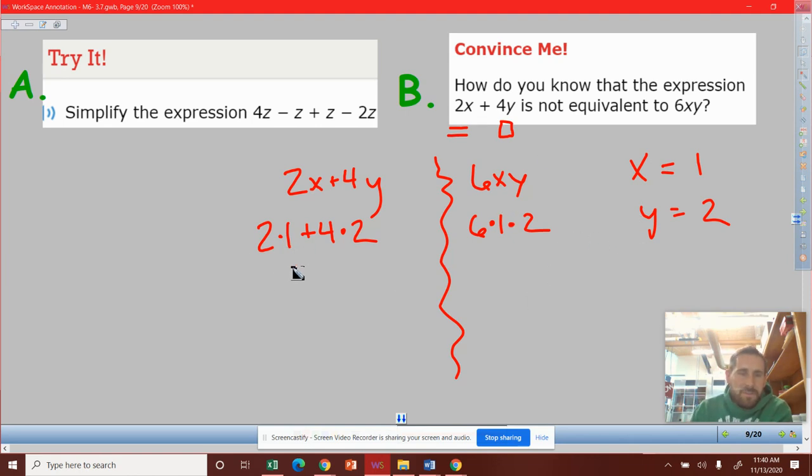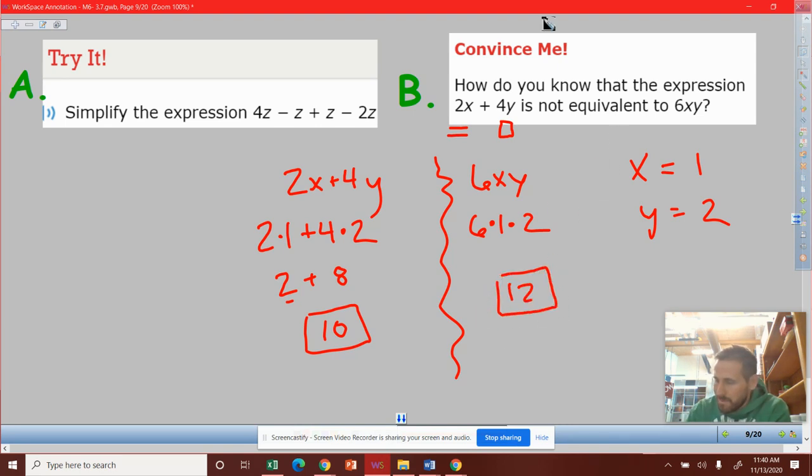So if we figure this out, 2 times 1 is 2, 4 times 2 is 8, and then 2 plus 8 is 10. So if these are equal to each other, they should both equal 10. But when you test this, 6 times 1 is 6, and then 6 times 2 is 12. And that's why we know they're not equal to each other.